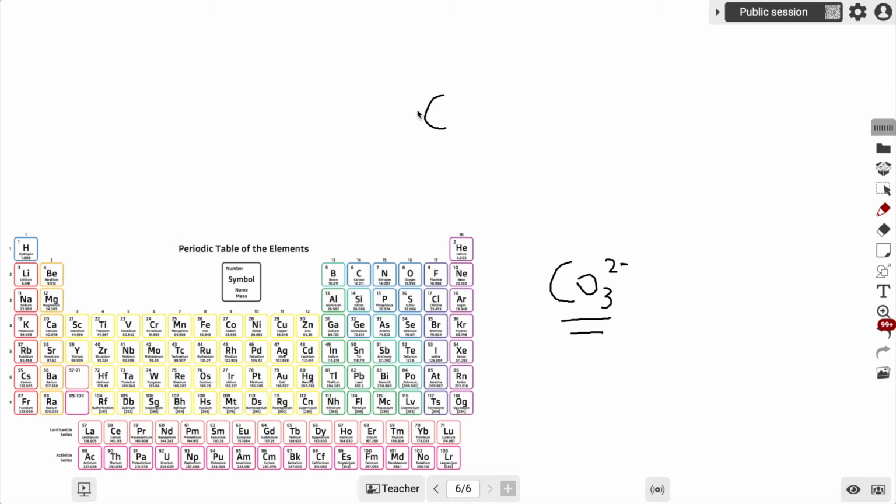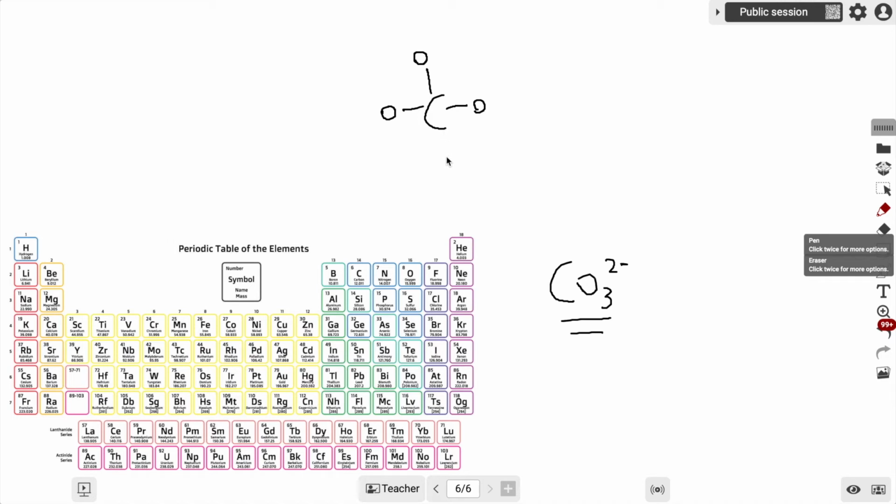Now let's draw what we think it would look like right now. C and 1 oxygen, C and 1 oxygen, and then C and another one there. Okay, this is a rough draft of our Lewis diagram. But of course it's not complete. We're nowhere near done with what we have right now.